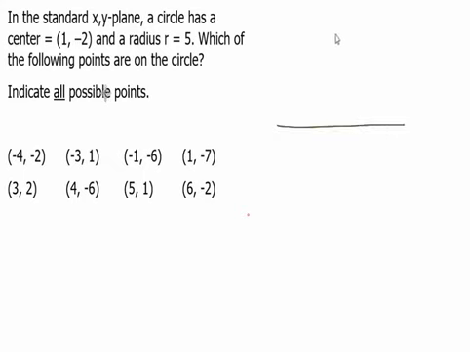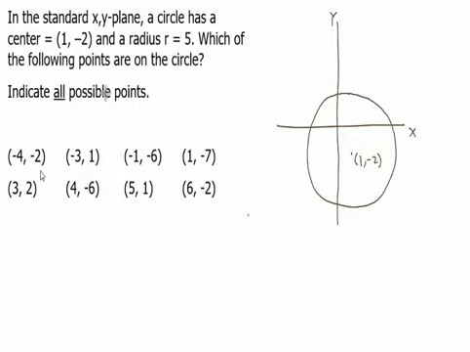We have the x and the y axis, and there's a circle whose radius is 5 units and the center is at 1, -2. Let's say this point is 1, -2, and this is our circle. We need to find out which of these points, there can be more than one correct answer, are on this circle.